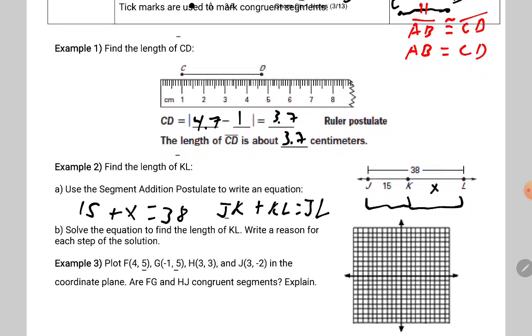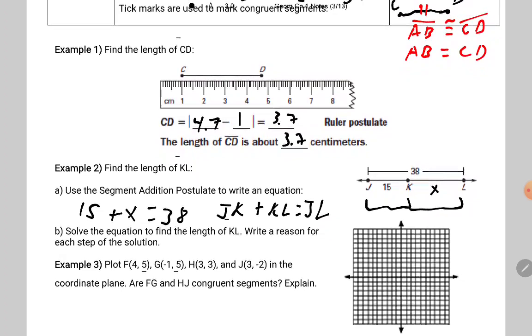So part B, solve the equation to find the length of KL. So subtract 15 from both sides. X equals 23. So KL is 23.